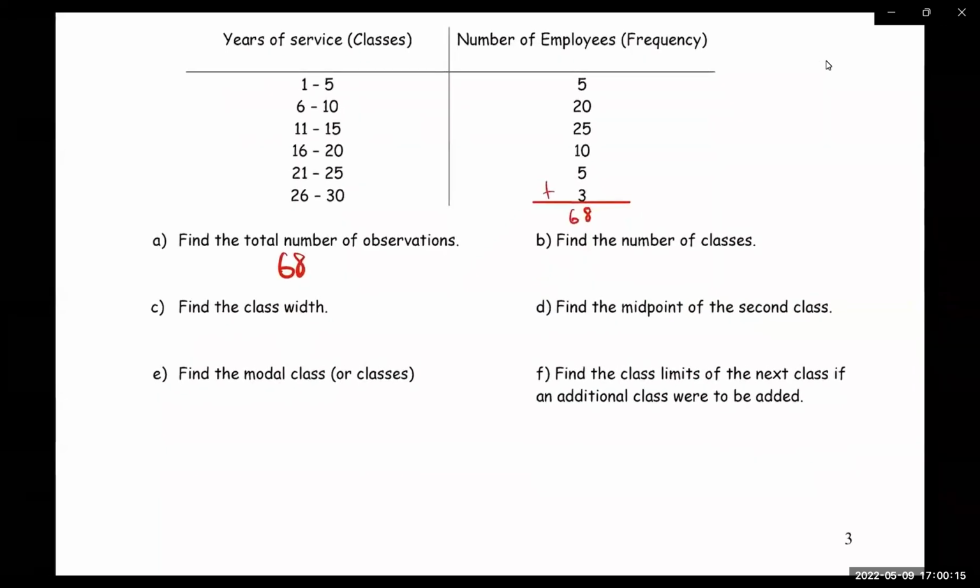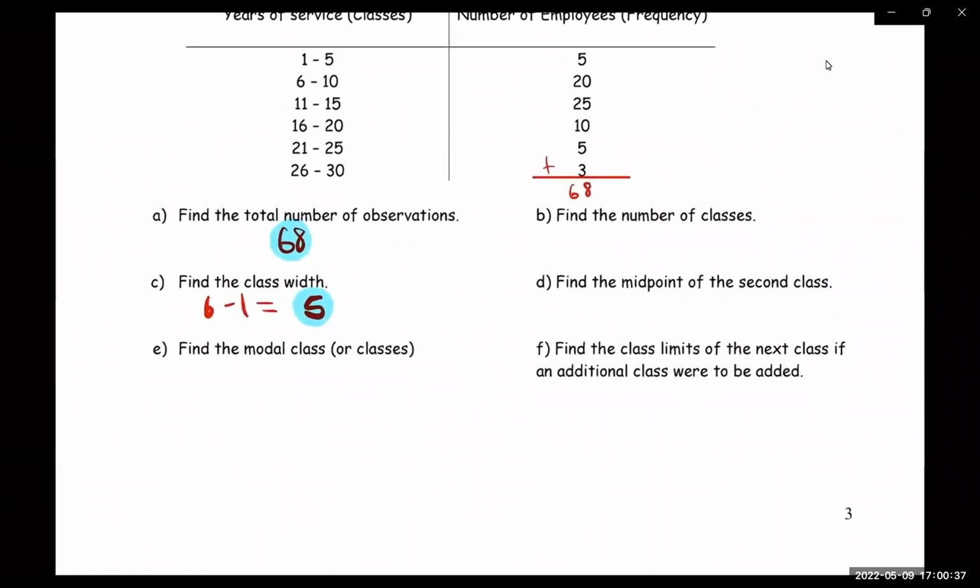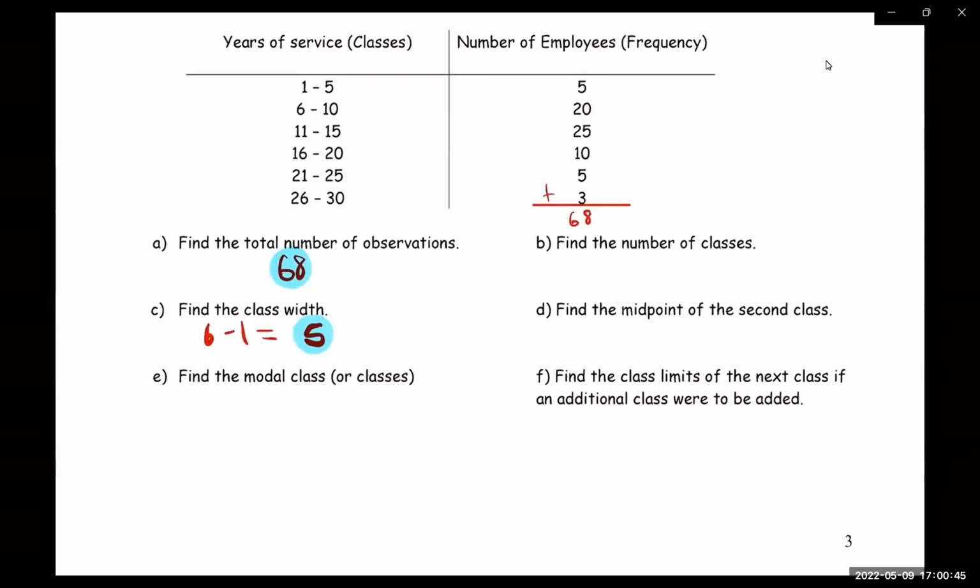The class width, anybody remember how to find the class width? It's the lower numbers on the right side. Is it 6 and 1? Yeah, very good. You subtract those two numbers, right? So 6 minus 1 is 5. So 5 would be the class width. All right. Find the number of classes. Anybody know how many classes there are? 6. Yeah. 1, 2, 3, 4, 5, 6.